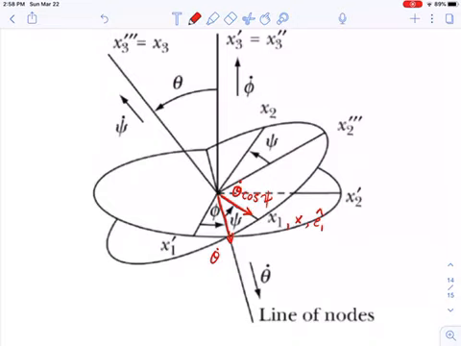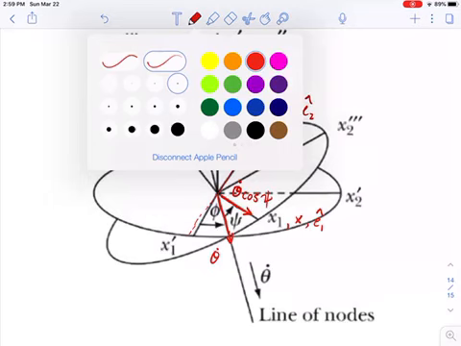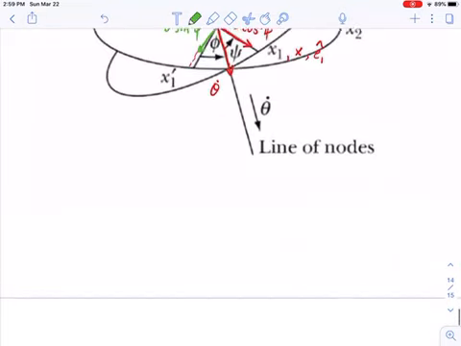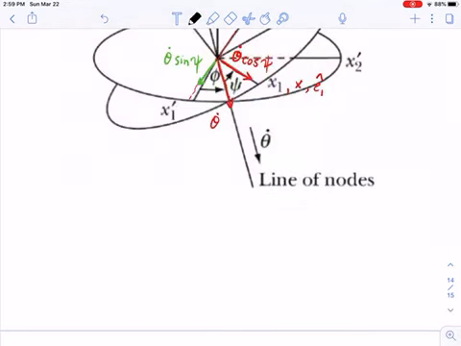Okay, and then over here we've got our y-axis, the E2, the second principal axis, and we've got a component which is theta dot sine of psi that points in the negative direction of our E2 axis. And so summarizing all of that, theta dot 1 is equal to theta dot cos psi, and theta dot 2 is equal to minus theta dot sine of psi.